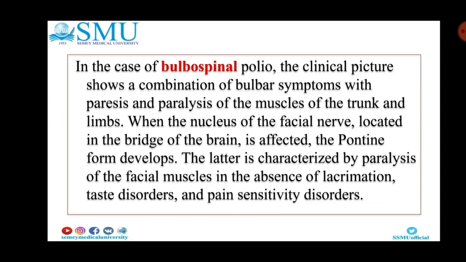In the bulbospinal form of polio, the clinical picture shows a combination of bulbar symptoms with paresis and paralysis of the muscles of the trunk and limbs. When the nucleus of the facial nerve located in the bridge of the brain is affected, the pontine form develops. The latter is characterized by paralysis of the facial muscles in the absence of lacrimation, taste disorders, and pain sensitivity disorders.